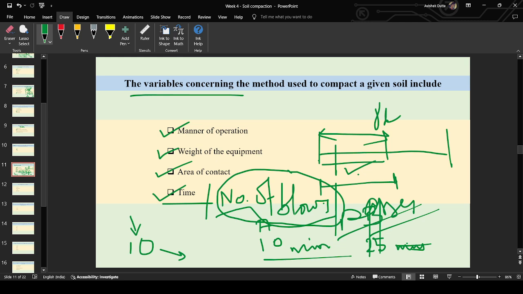Okay, so I understand your concern, but when I say time over here, I keep in mind that it is not with respect to what it holds for the consolidation part. It is the initial phase where we give a certain amount of compactive energy, and that needs a certain amount of time to compact a certain layer of soil. That's the simple thing. Okay, sir.